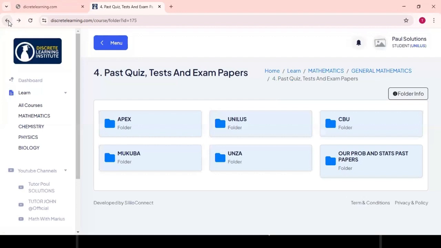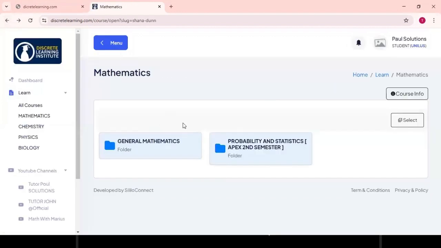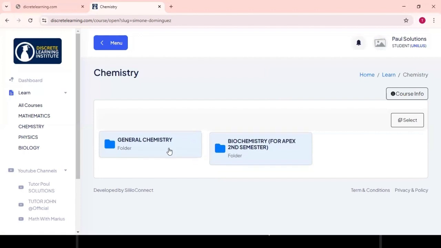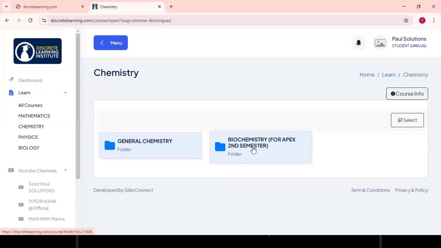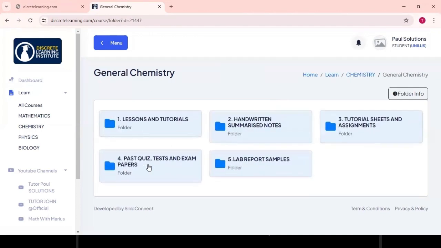All right, so that's how you can use this drive. Okay, so feel free to try out whatever you want. Search for whatever you want on this drive. You're going to find them. Okay, even in the chemistry there, if you open, it will be a similar setup, general chemistry for the rest of you. Okay, and then if you're doing second semester Apex, you go in this folder here. So let's try to go in the general chemistry there. You're going to see the setup is the same.